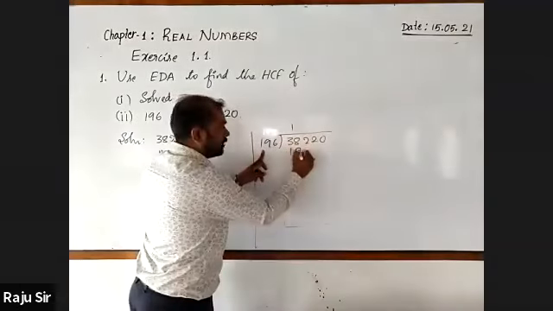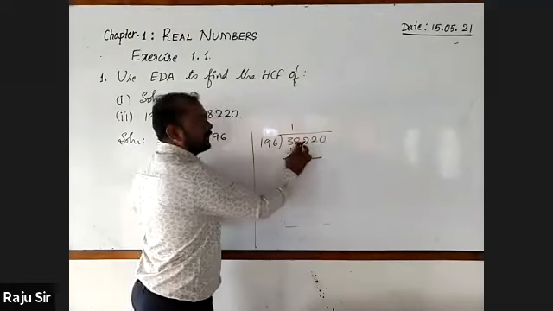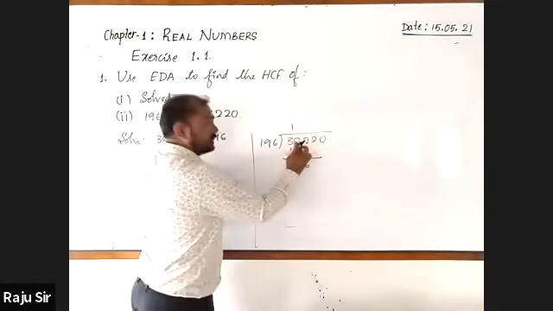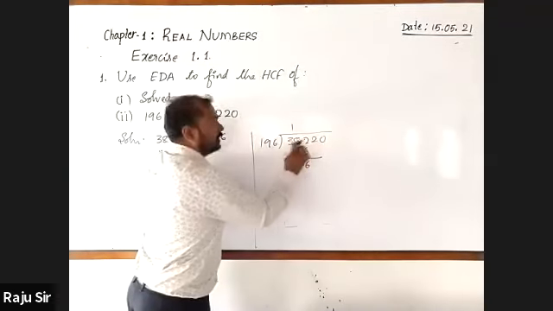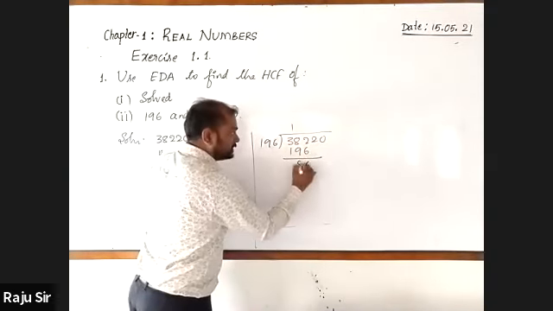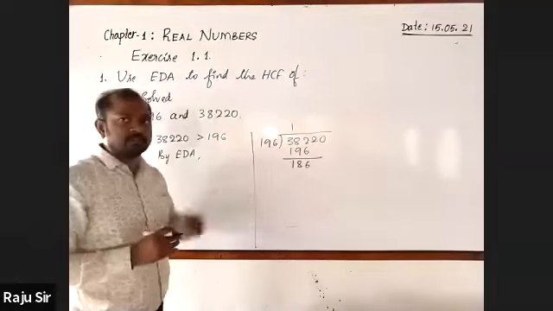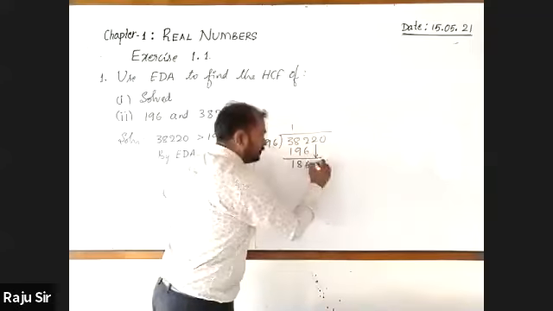196 ones are 196. Now you may subtract. 12 minus 6 is 6. Then here 7 will remain. 17 minus 9 is 8. 2 will remain. 2 minus 1 is 1. 186. Have you got same? Yes, sir. Now carry down 2.